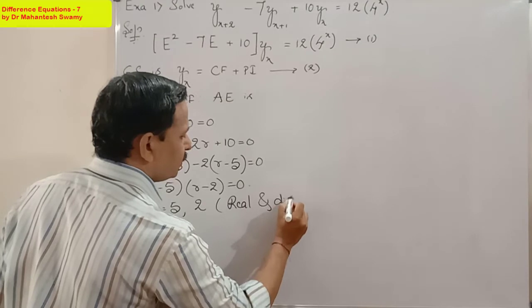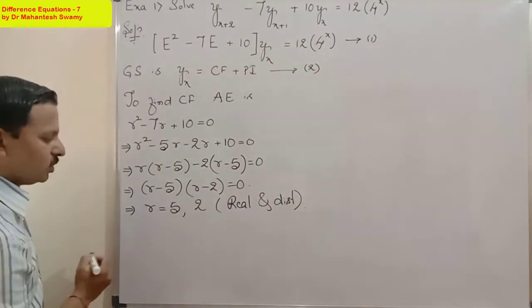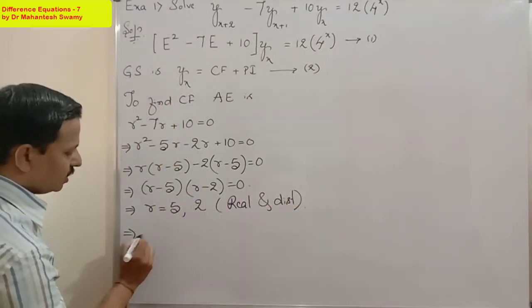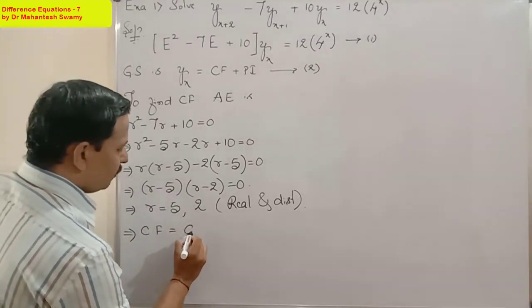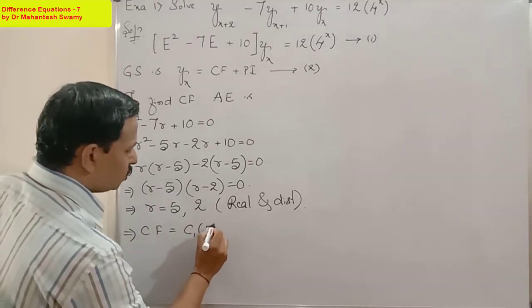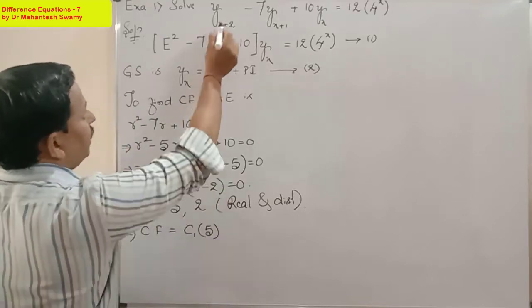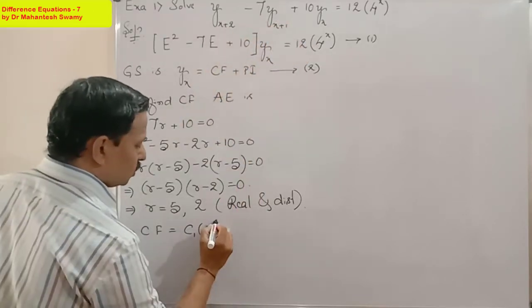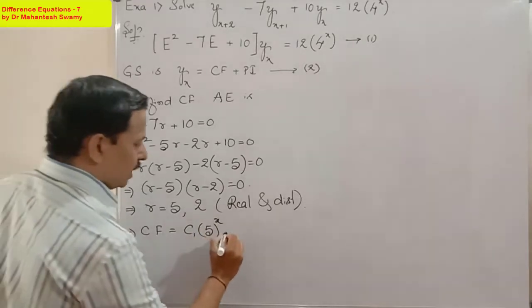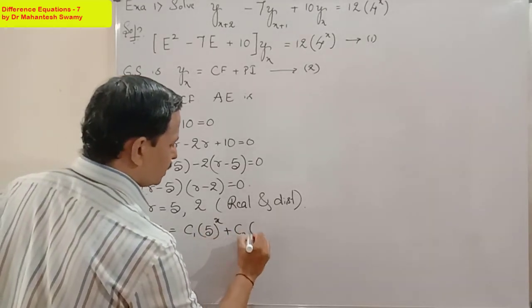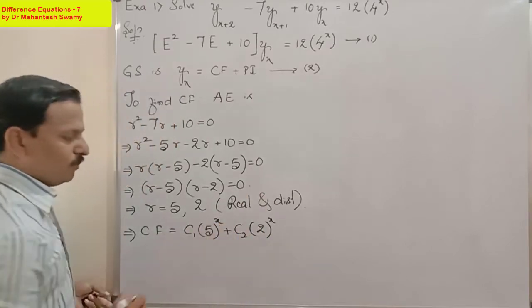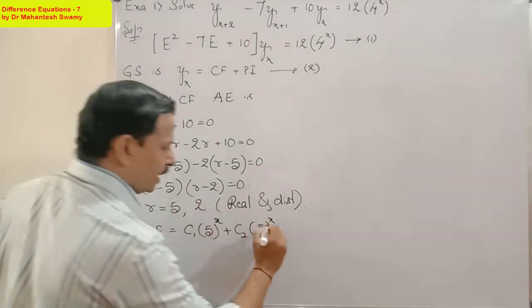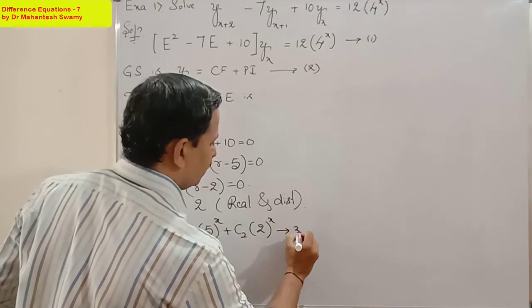They are different. So when we have real and distinct roots, the complementary function equals c1 into the first root to the power of the independent variable. X is the independent variable. So c1 into 5 to the power x plus c2 into the second root, that is 2 to the power x. So we have computed the complementary function. Let us call it equation number 3.